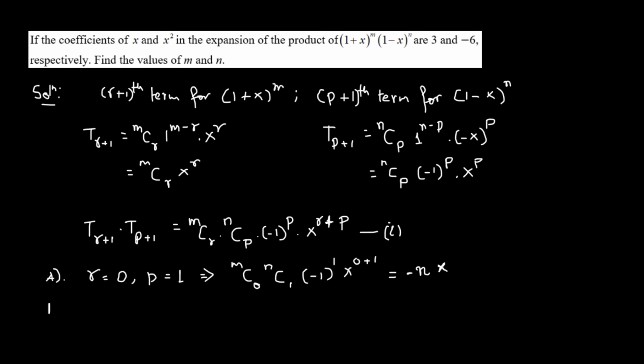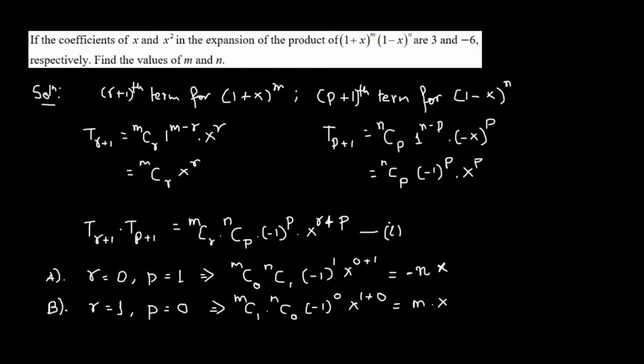Then we have possibility B, where r could be equal to 1 and p will be equal to 0. So that should give us mC1 times nC0 times (-1)^0 times x^1 plus 0, which gives us mC1 is going to be m times nC0 is 1, (-1)^0 is 1 times x.